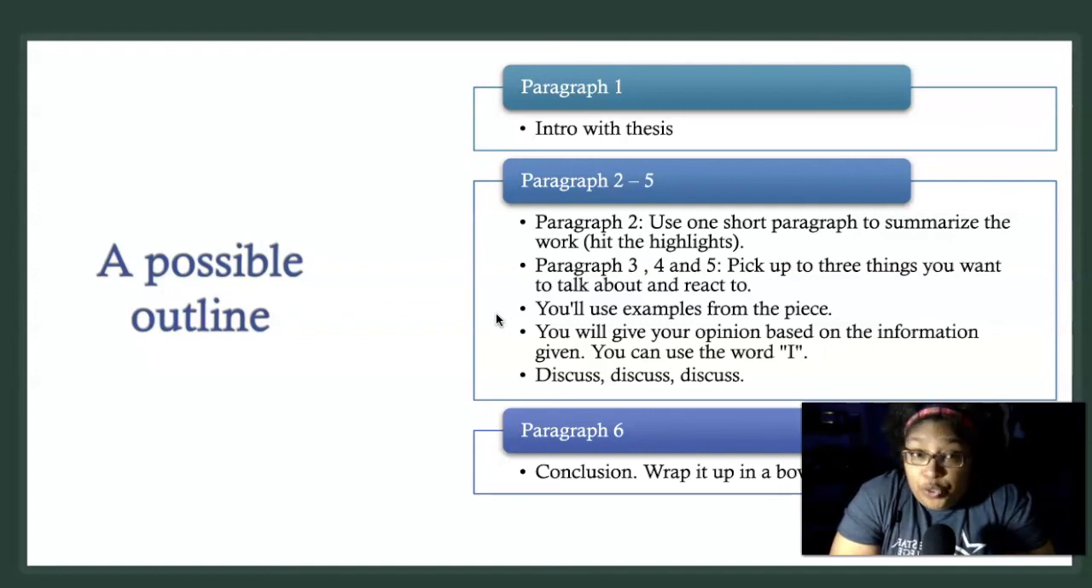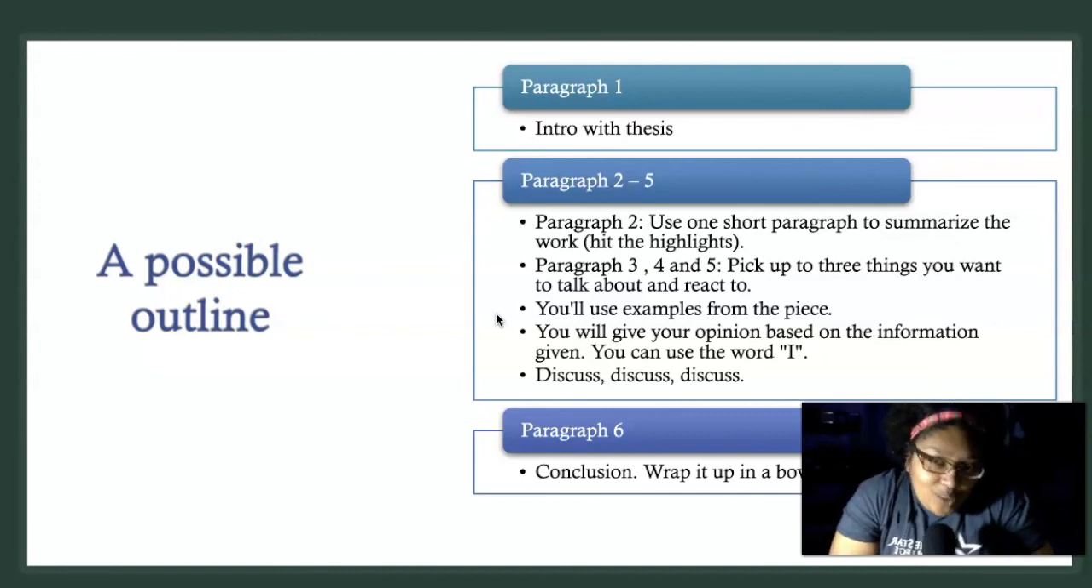Then on paragraph 2, you're going to write a short paragraph to summarize the work that you are responding to. You're just going to hit the highlights. I don't want a lot of detail in it. You're just going to hit the most important things. And when I say short, I don't mean 3 sentences. I don't even mean 5 sentences. I'm not going to tell you how many sentences, but I am going to say you should write enough to where you feel that the summary is hefty enough that I understand that you actually read or watched the thing that you were going to watch, and not so long that you are actually transcribing what they said. There's a sweet spot there. I'll let you figure that one out.